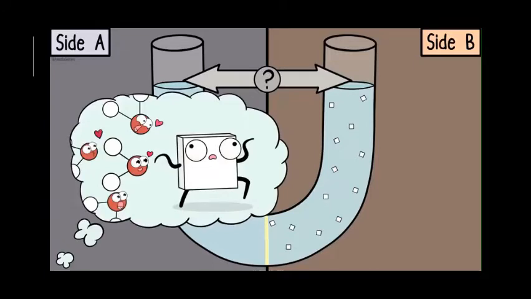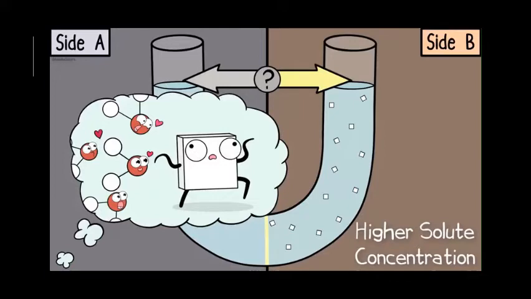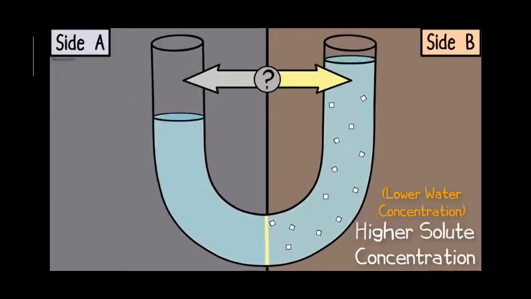The answer is B. Side B has a higher solute concentration than side A. Water moves to areas of higher solute concentration, which is also the area of lower water concentration. You will also see the water level on side B rise as the water moves to that area.